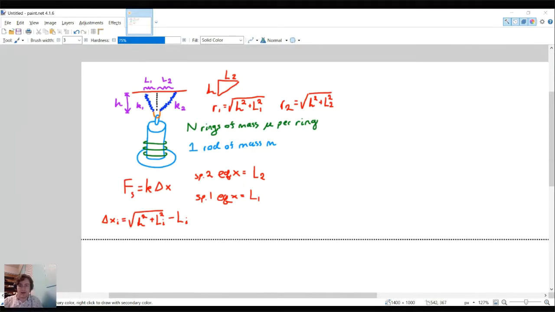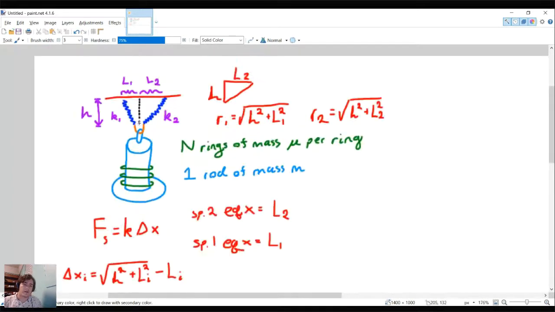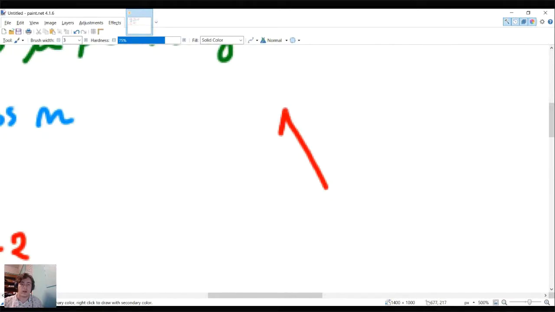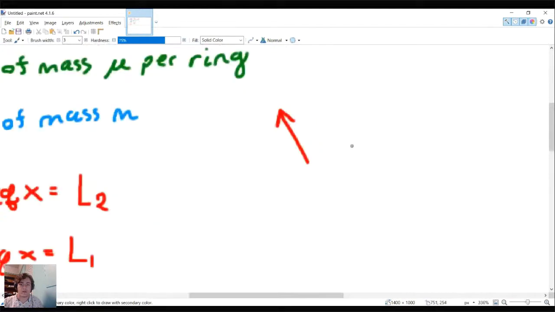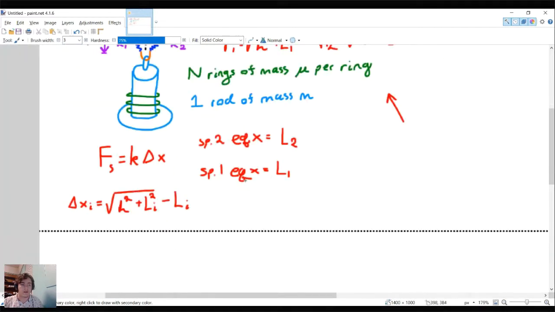So we now have this established, and we can now do some work. We have to look at the horizontal component of the spring force, right? So let's look at the first spring, for example. There's a force pointing upwards like this, and we'll write down this extra step as well.